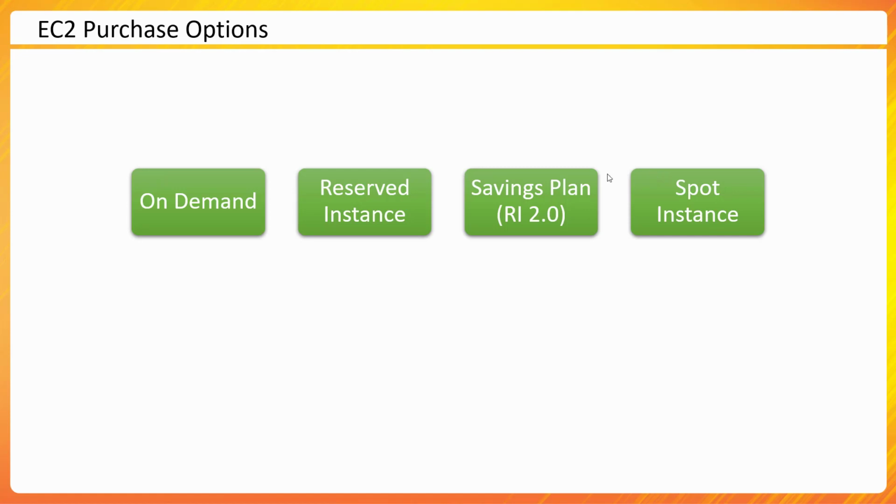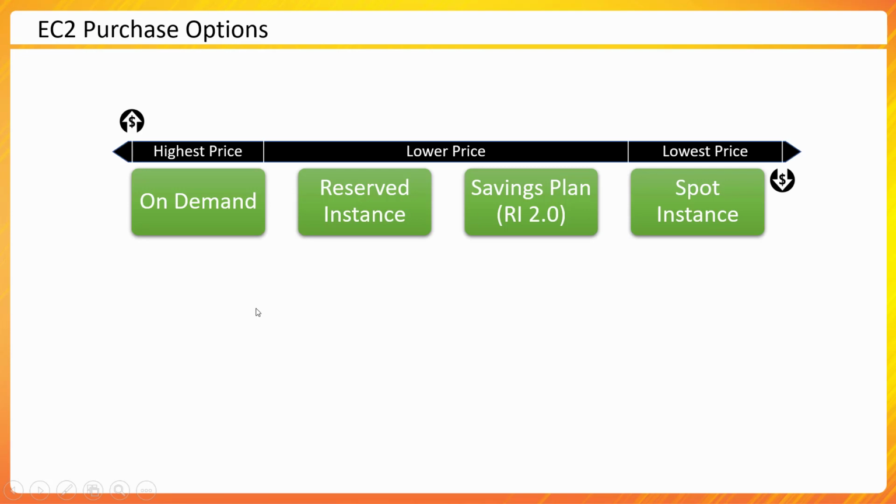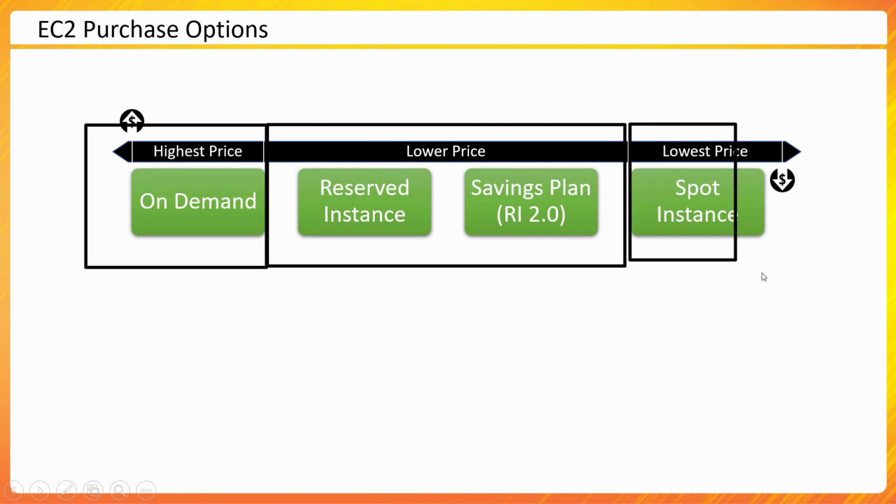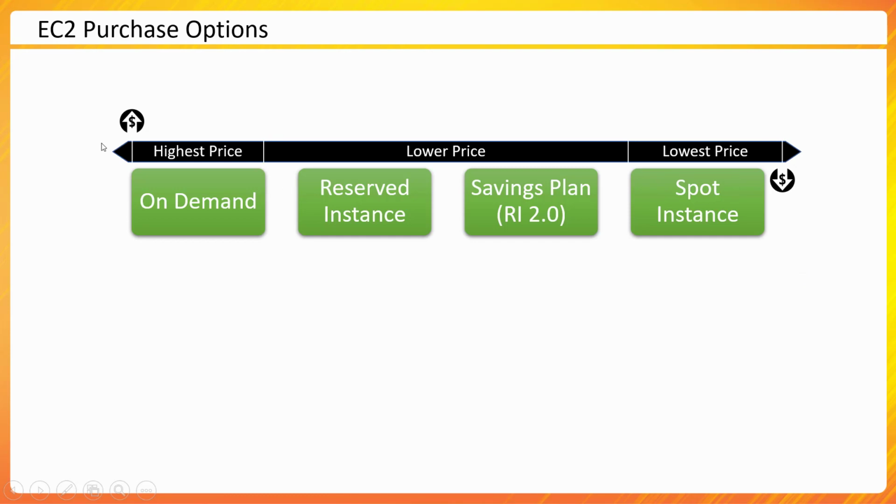Now, I have listed them from the highest price to pay down to the lowest price to pay, and these two are more or less similar. That's why I have put them into a lower price tier. So we are discussing three tiers in a way: highest price, lower price, and then the lowest price, which is with spot instances. We'll discuss why some are on the higher side and why others are on the lower side.